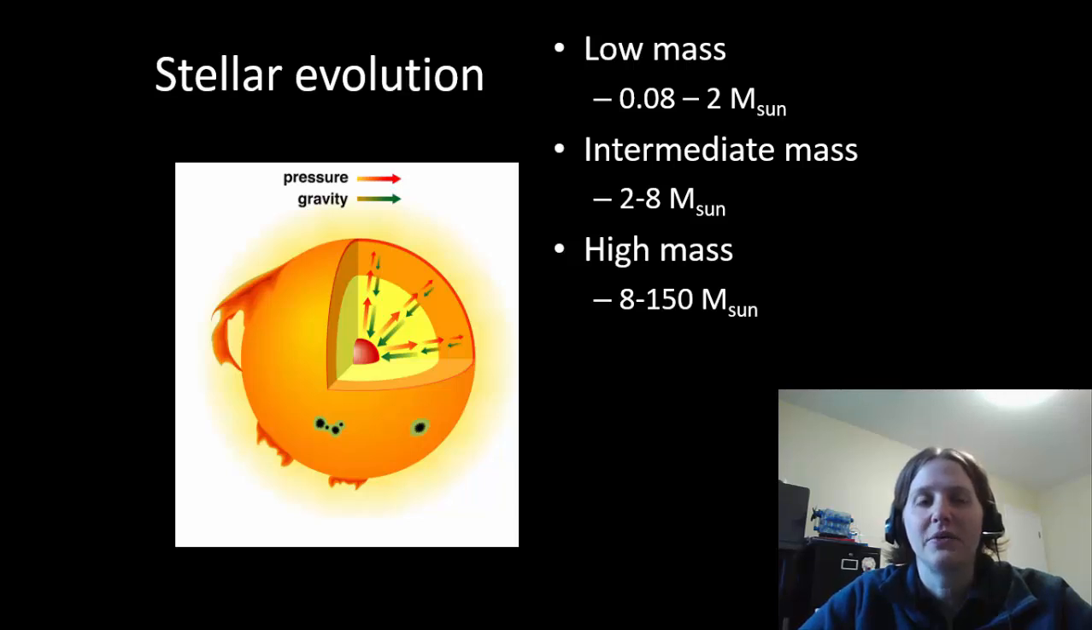For this chapter, we're going to go through how a low mass star runs out of fuel and eventually will, quote-unquote, die, and do the same for a high mass star.